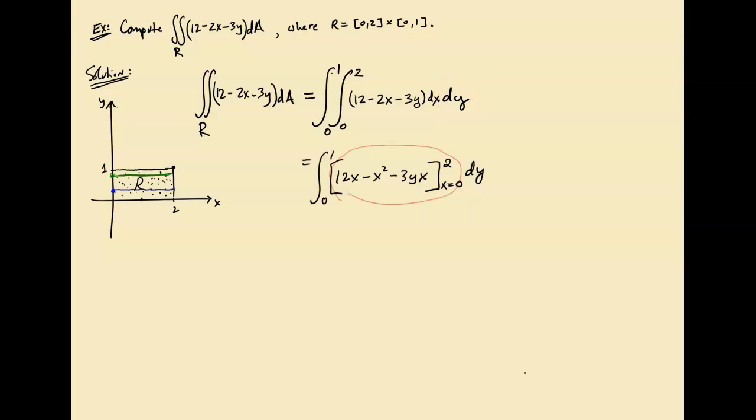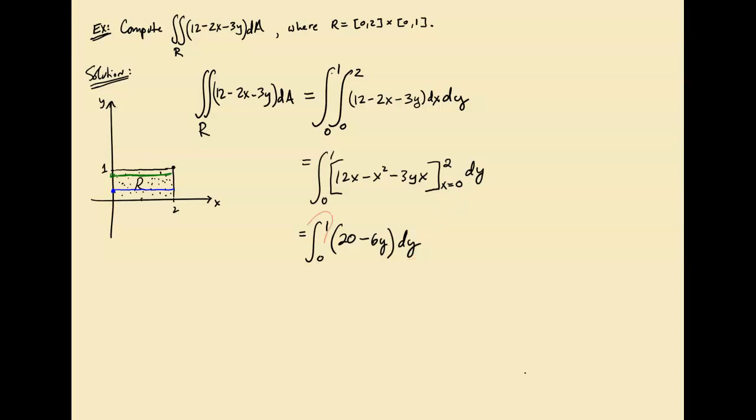Okay, now I have to evaluate that, but that's just arithmetic. When I pop 2 into this for x, I'm going to get 24 minus 4 minus 6y. And since 24 minus 4 is 20, I get 20 minus 6y. Now I have to subtract off the value of this thing when x is 0. But of course, when x is 0, I get nothing. So I'm subtracting off nothing, so I'm not even going to bother to write anything there. So I get 20 minus 6y, and my dy, of course, just comes along for the ride.